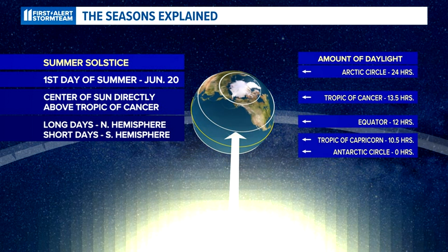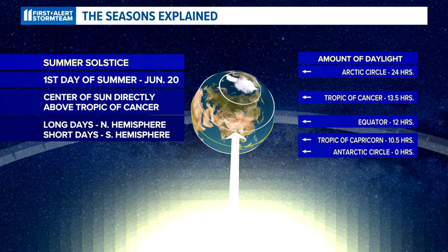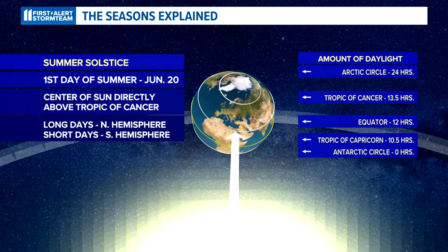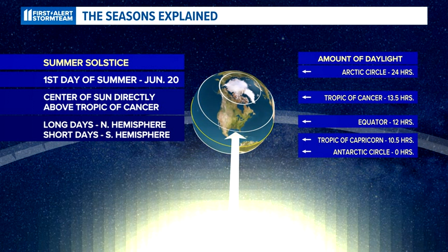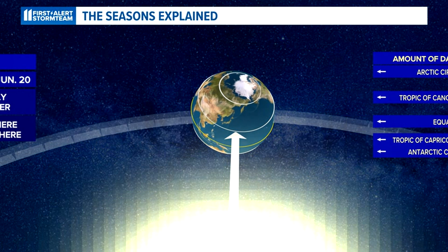And then we see different amounts of daylight during the summer solstice as well, with the Arctic Circle picking up 24 hours of sunlight, Tropic of Cancer about 13.5, still 12 hours at the equator, and the Antarctic Circle, so the South Pole, experiencing no sunlight at all during the summer solstice.